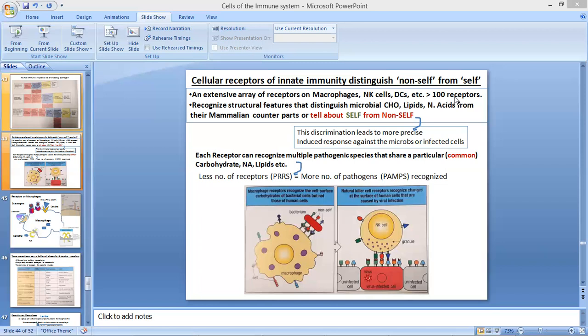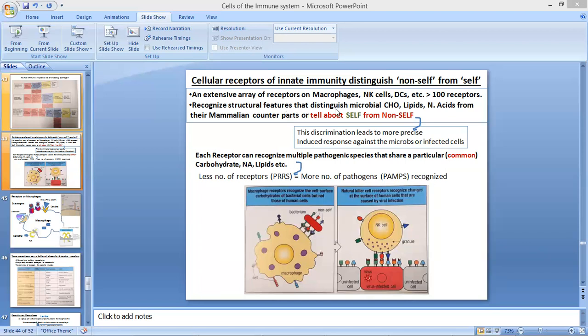Not all of the 100 receptors would be present on a single cell type, but on different cell types there would be multiple sets of receptors present on them. So, what is the function of these receptors present on the cells of the innate immune system?